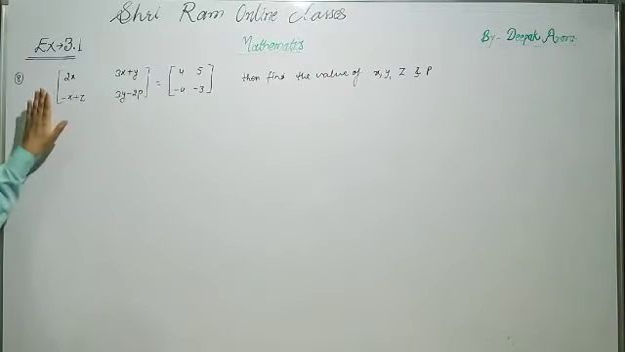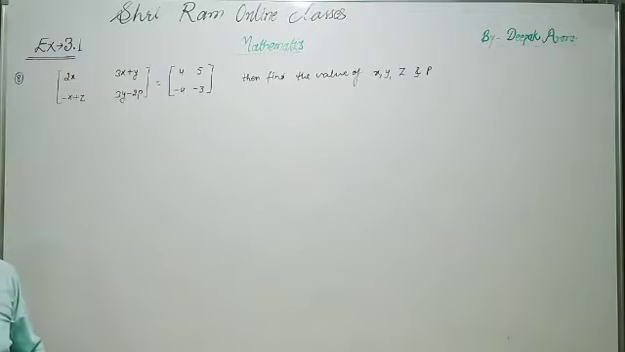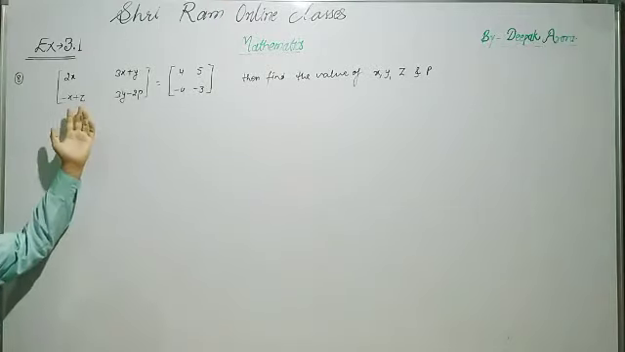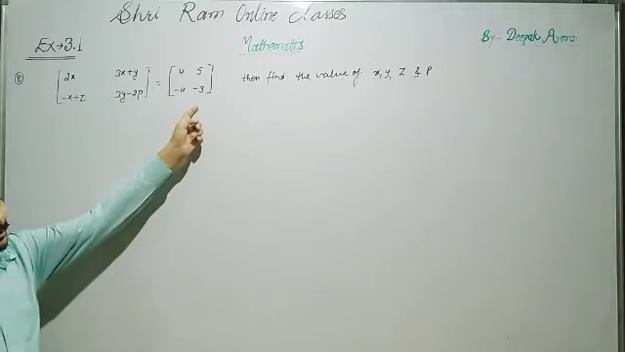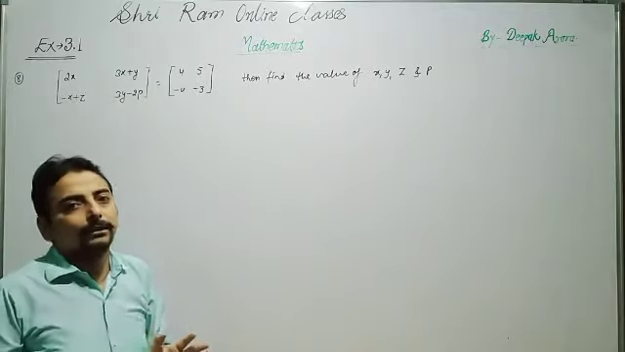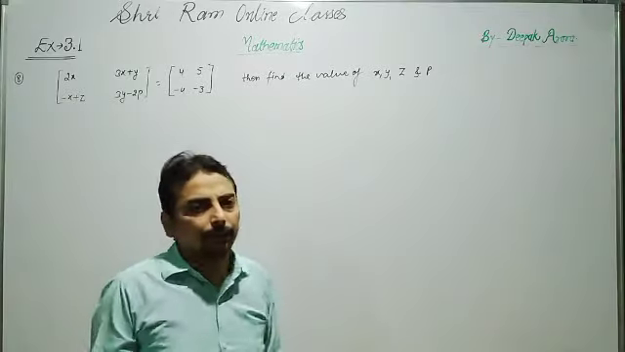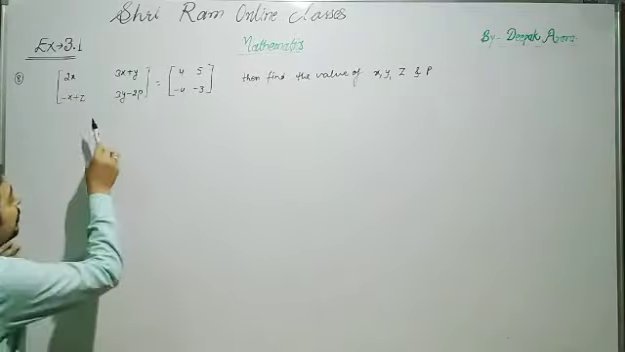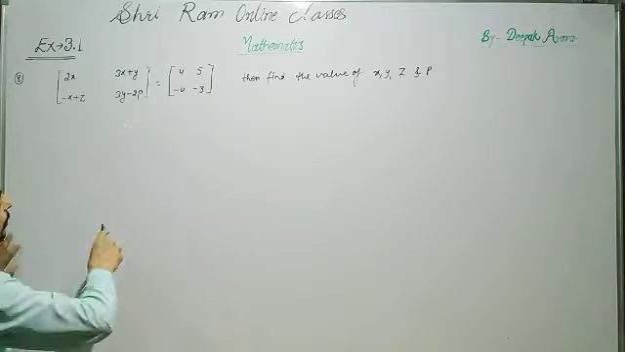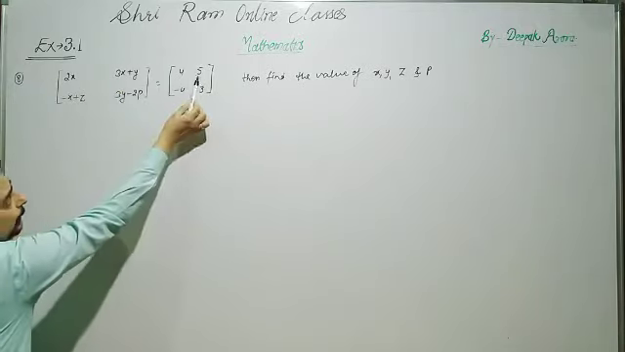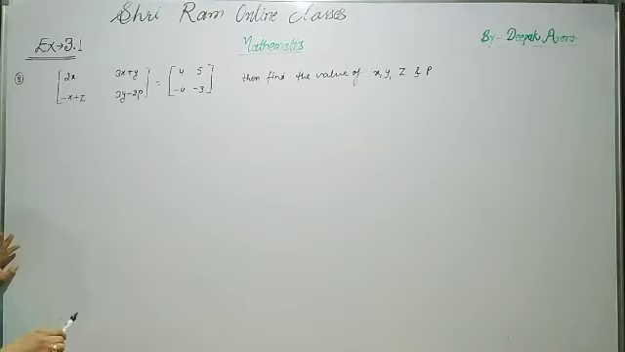Now we have taken another question of exercise number 3.1, question number 8. The question is: is the first matrix equal to the second matrix? If the first matrix is equal to the second matrix, then find the value of x, y, z and p. First of all, given that the first matrix is equal to the second one, the first element of the first is equal to the first element of the second, the second element is equal to the second, and the third element is equal to the third.